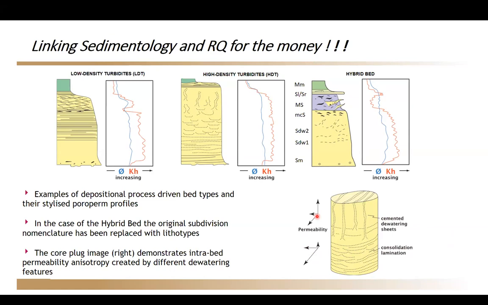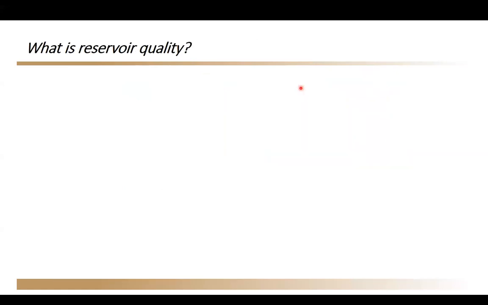So if the core plug coding is integrated with the petrotype code, it will give you more beneficial information about the factors of my reservoir quality. From the beginning, I have been saying reservoir quality. What is the reservoir quality, and how do we define it?